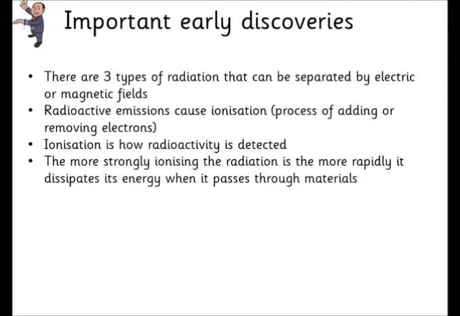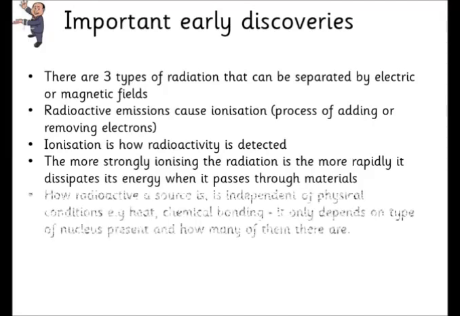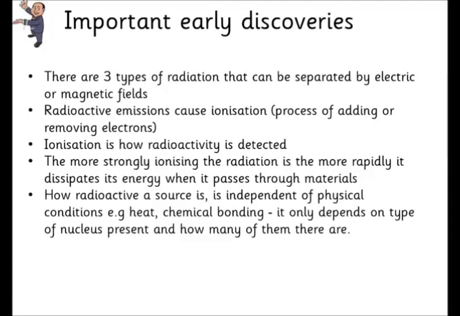So this idea that alpha and beta are more ionising than gamma, we will look at when we consider the properties of them. And really, just remember the important fact that how radioactive something is has nothing to do with physical conditions such as heat, etc. It just depends on the type of nuclei that are present and how many of them there are.